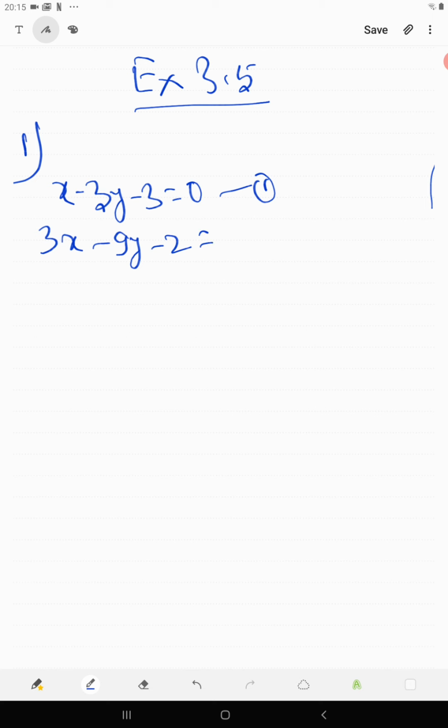Okay, so the first problem is x minus 3y minus 3 equals 0. This is our equation 1, and 3x minus 9y minus 2 equals 0. This is our equation 2.